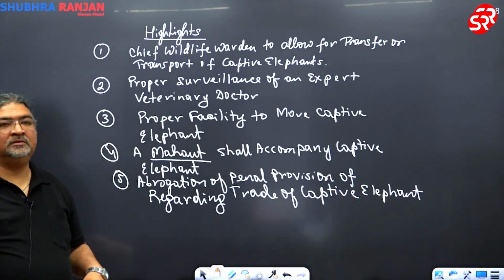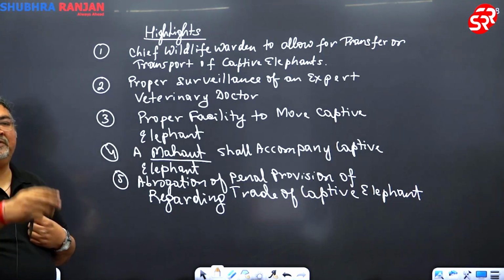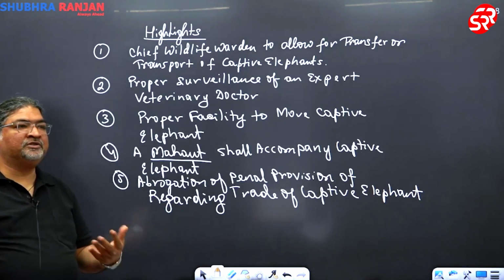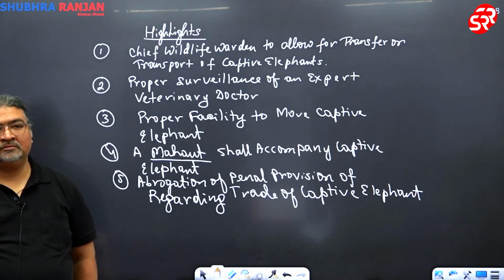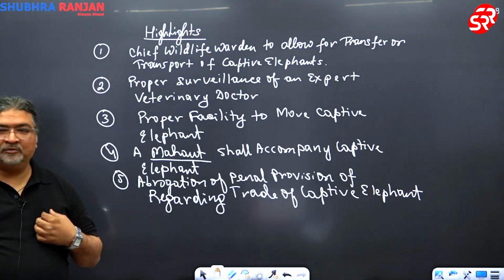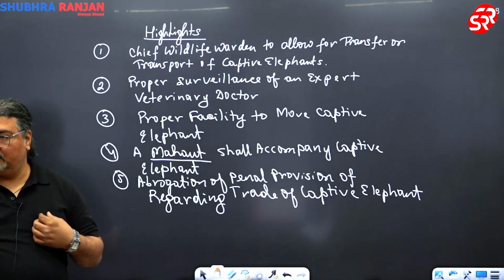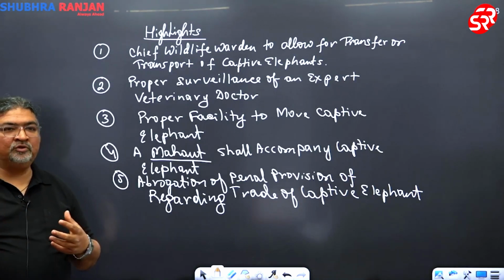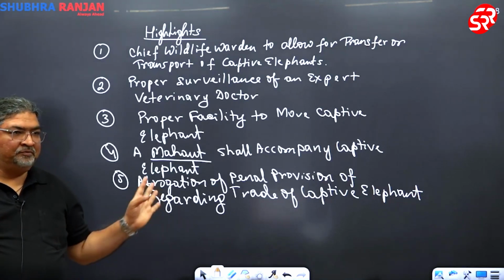What does that mean? Let's say I am the owner of my elephant and I want to sell my elephant to somebody else. Earlier, without permission of the government, it was an offence. Did you understand that? I am the owner of an elephant and he wants to buy it, and we have a deal, just like we sell and buy. At that time it had to be informed to the government. But now this provision has been removed.